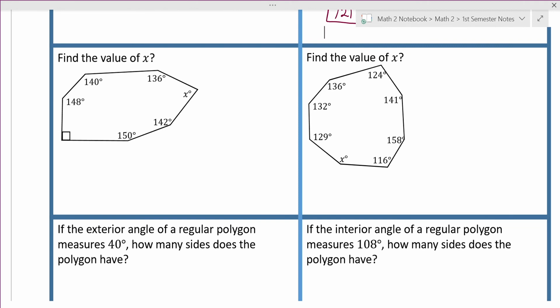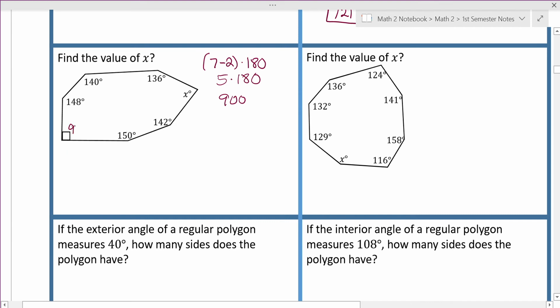Okay, so next one we have to figure out how many sides there are here. We can count the angles: 1, 2, 3, 4, 5, 6, 7. So this is a 7-sided figure. If we want to solve for x, we need to know what the whole thing must add up to. The whole thing must add up to 5 times 180, which is 900. So all of these angles must add up to 900 total.